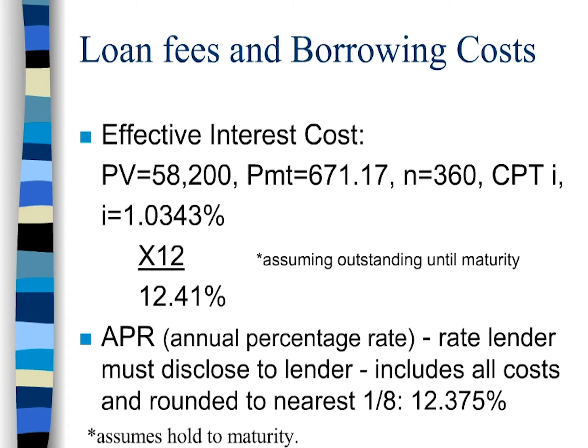One thing about the APR, the annual percentage rate, is that it must be disclosed to borrowers, just as we did right here. It would include all these costs, but it's rounded to the nearest 1/8, and they would assume also that you hold to maturity. The nearest 1/8 in this case is 12.37%, so that would be what the bank would show.